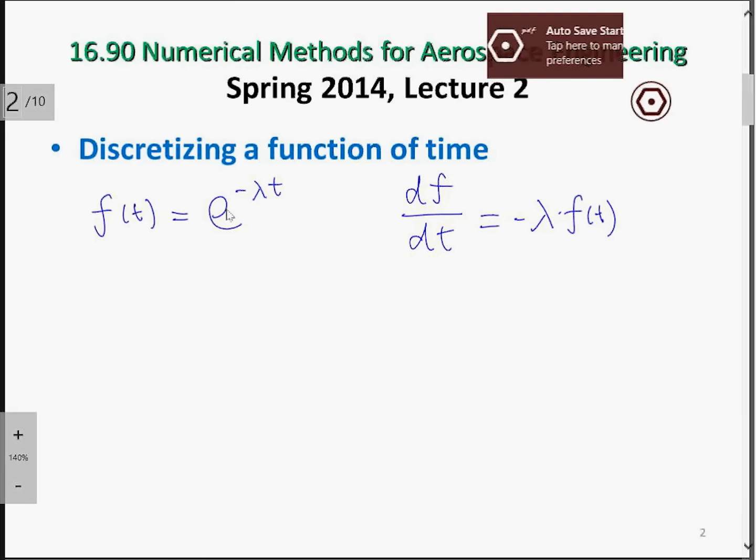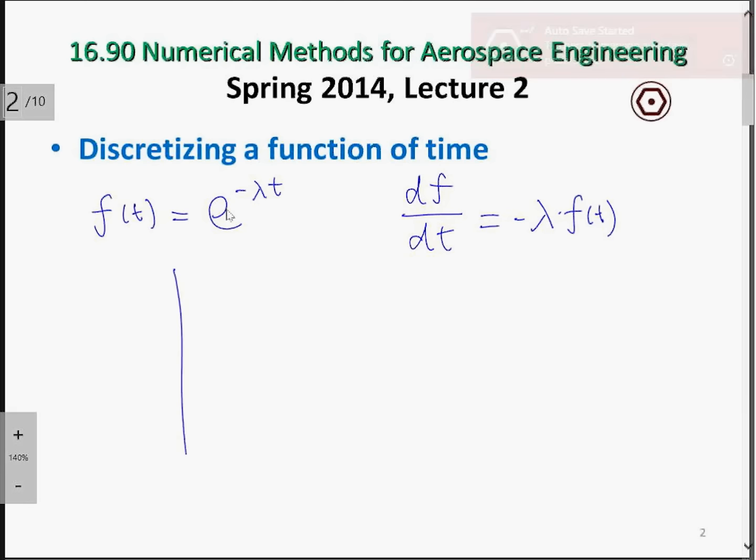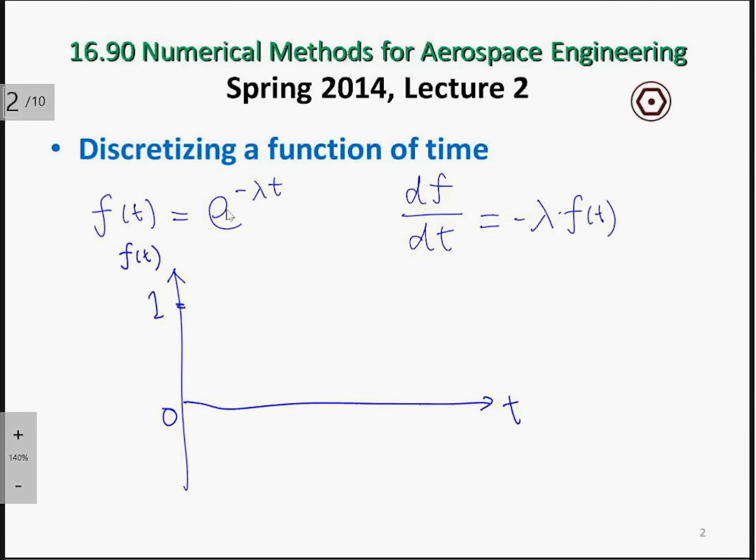If I draw this function as a function of time, at t equal to 0 the function has a value of 1. This is f of t, this is t. And how does the function look for positive lambda? It's going to decay exponentially. That is what we call exponential decay, e to the minus lambda t.